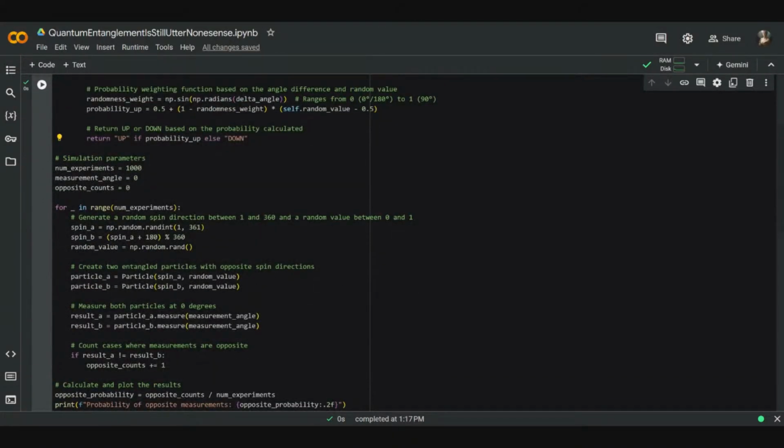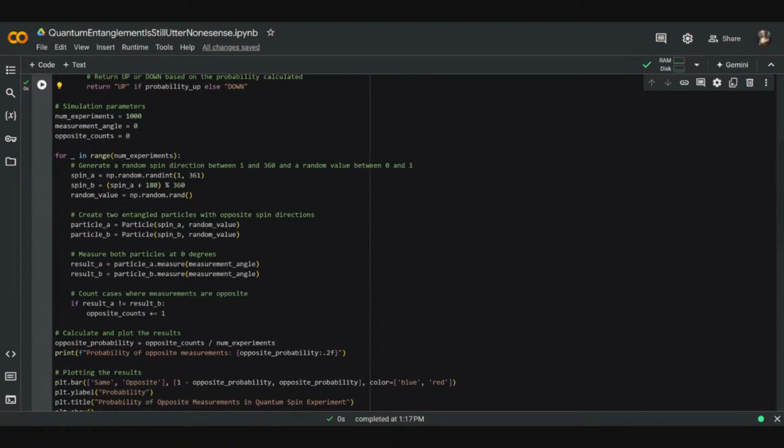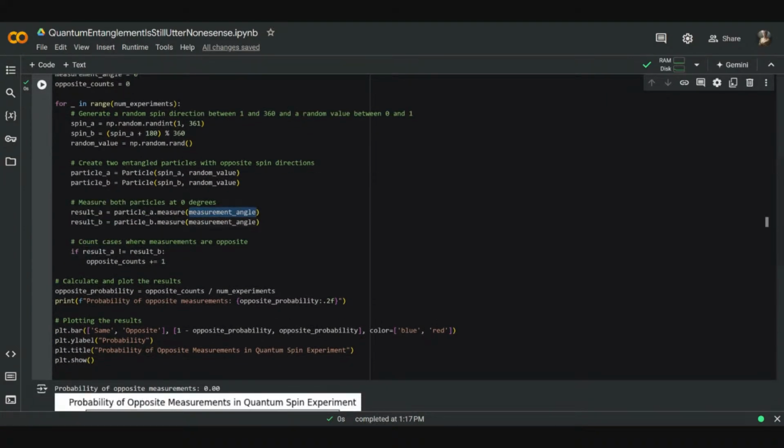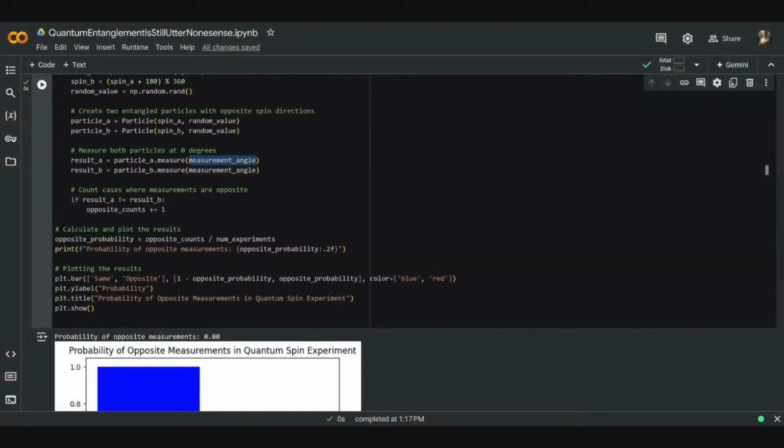So range spin A random, spin A. So spin B is spin A plus 180. Random is fine. Create two entangled particles with opposite spin directions. Particle spin A, spin B. Good. Result, particle A measurement angle, which is 0. Good. If result is not the same, then count cases where measurements are opposite. Okay. Calculate and plot the results.